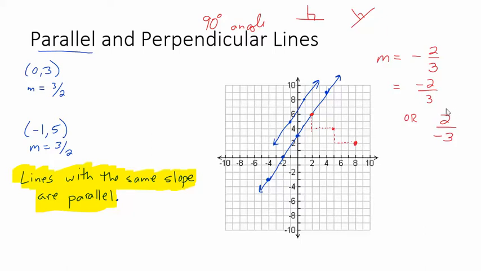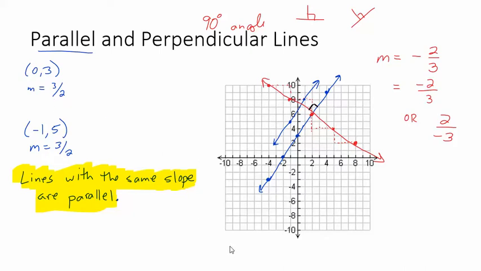Or I could go up 2, left 3. Let's do that. From here I'm going to go up 2, left 3 and make a dot. Up 2, left 3 and make a dot. So this line has a slope of negative 2/3, and it will be perpendicular to the line with a slope of 3/2.